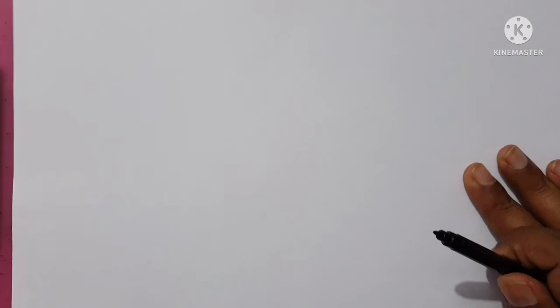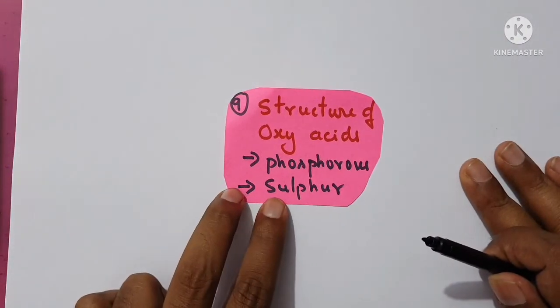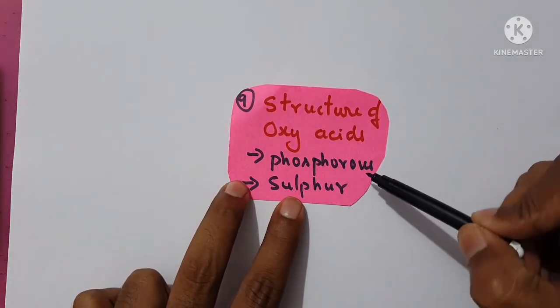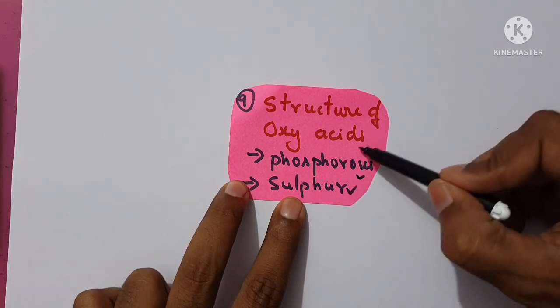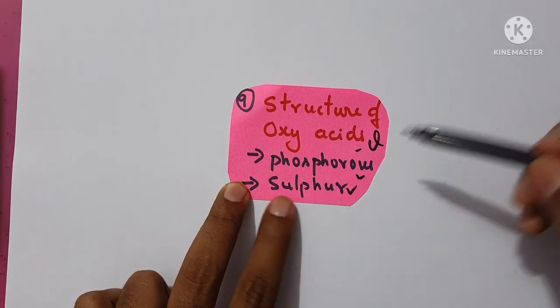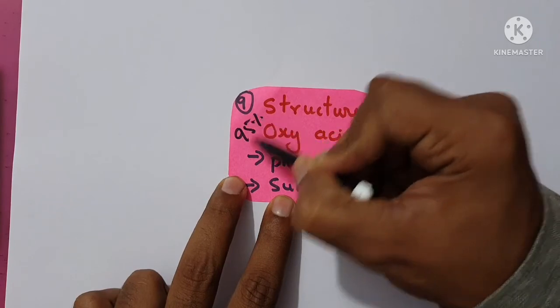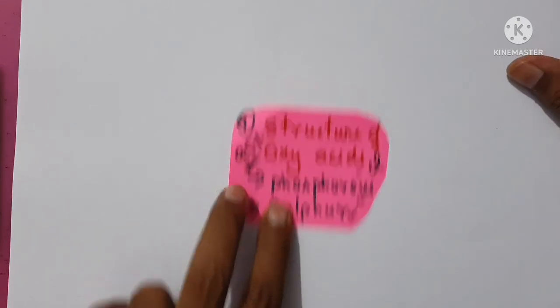The next one is about the structure of oxyacids. In the structure of oxyacids, you need to concentrate more on phosphorus structures, sulfur structures, and also the chlorine structures. Based on oxyacids, definitely the chances are 95% in the examination, children. Many times they have repeatedly asked questions based on oxyacids, which is very important. We'll go for the 10th one.